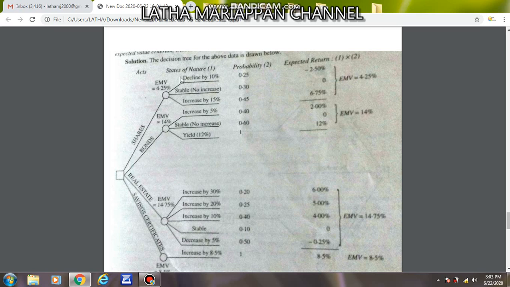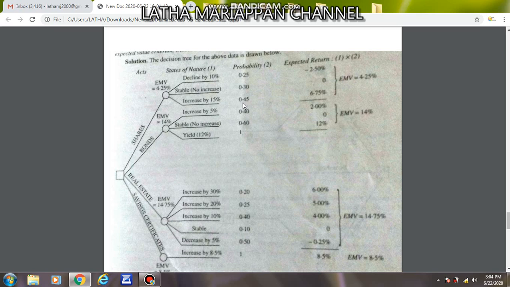So here they gave decline, and decline means negative. You have to subtract it, so you multiply 0.25 into 10 percentage and you will get 2.50 percentage. Since they have given a decline, you have to put a negative sign. Another one is no increase, they said. No increase means you have to take this value as 0, so you will get 0 here.